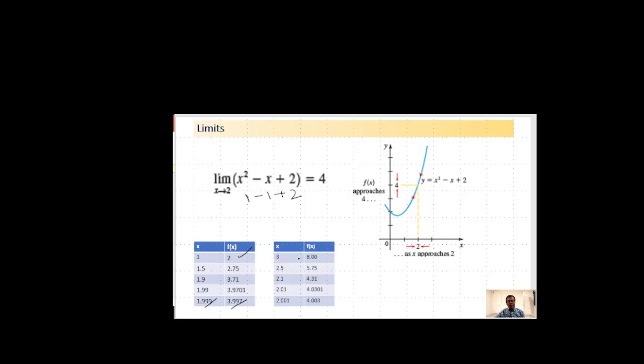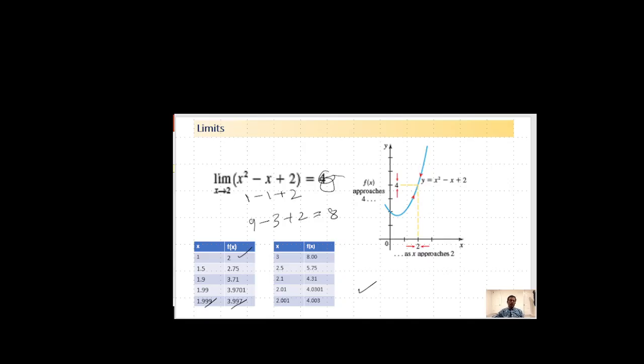If you come from the right side, let's take that this value is 3. In that case, it's 9 minus 3 plus 2, which gives me 8. But if you go closer to the value of 2, in that case again the value is almost approaching 4. So that's why this limit is 4 in this case.